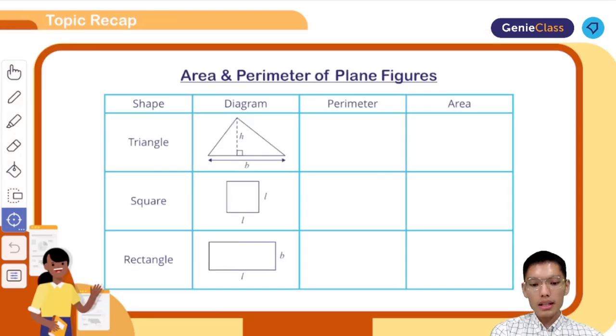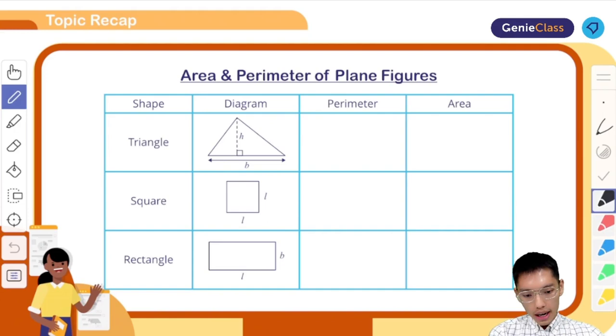So let's start by revising area and perimeter on plane figures. First up, for triangles, how do we find the perimeter of a triangle? Just to revise, it is none other than the sum of my sides. So the perimeter of a triangle is just the sum of my sides.